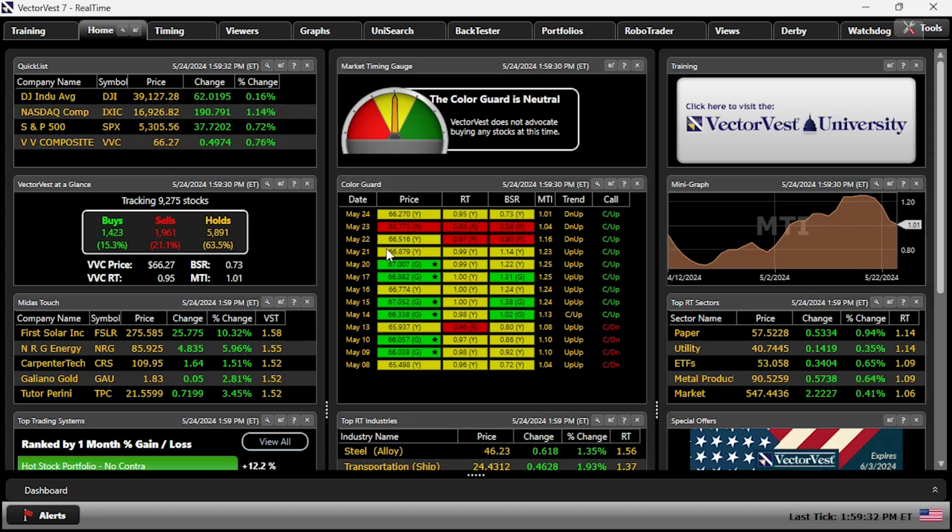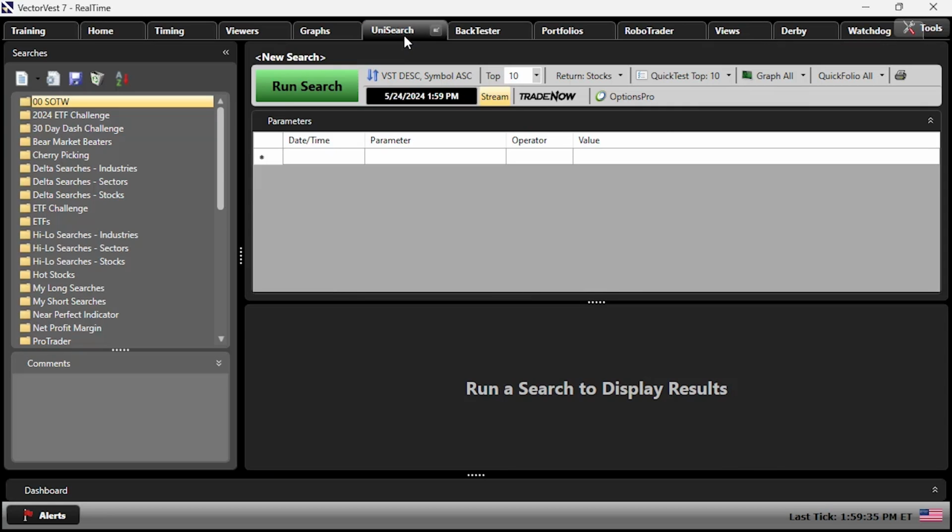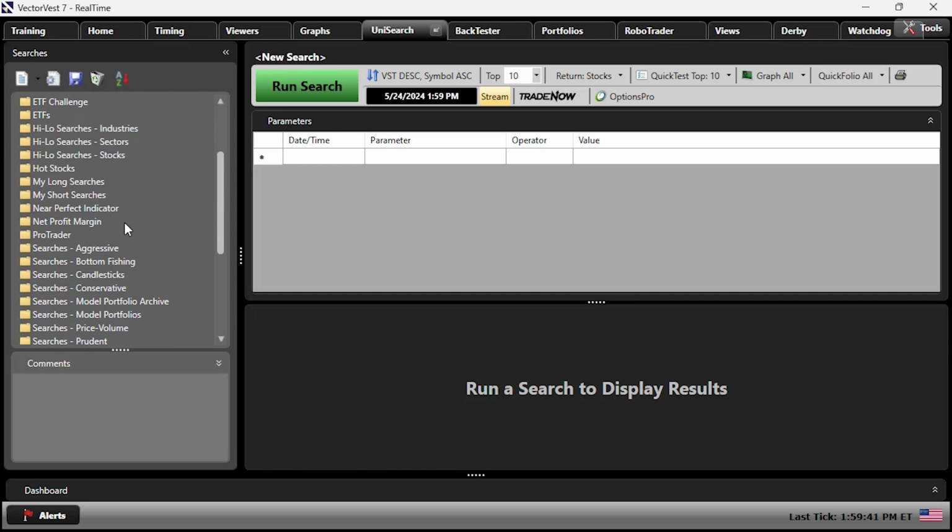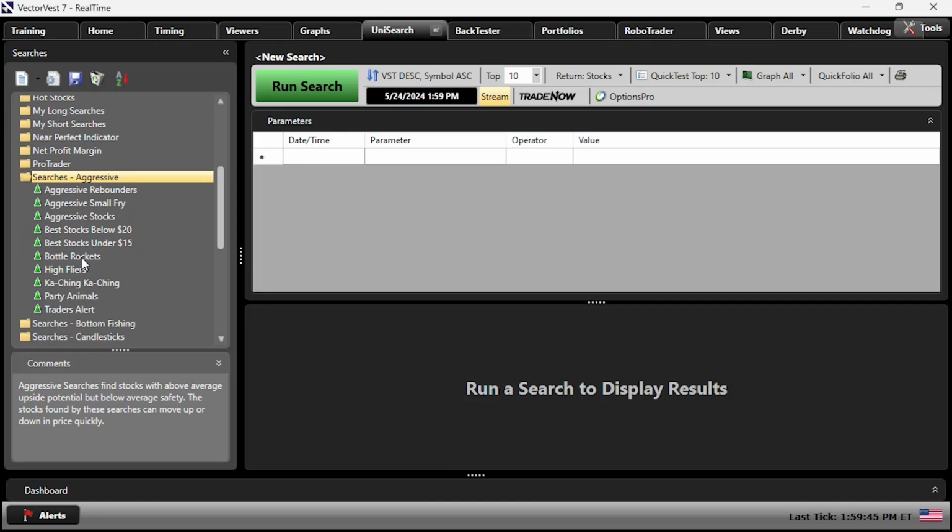First thing I want to do is go to the Unisearch tool. Within the Unisearch tool, we'll make it simple. There's a lot of ways to find aggressive stocks, but I'm simply going to go to the folder that says Search is Aggressive, and here they are. There's not a lot of them, but you know something? If they work, you don't need a lot of them.